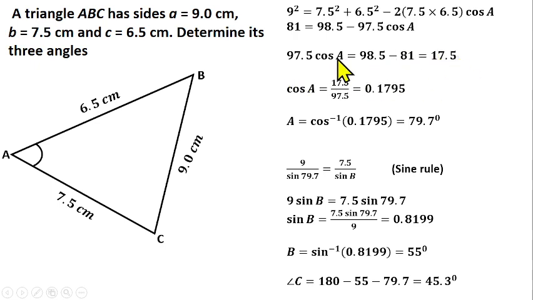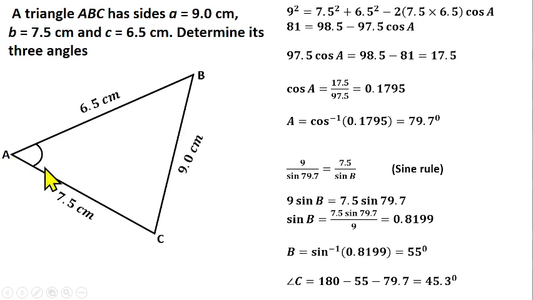So our aim is to find A. So you can divide both sides by 97.5 to get cos A equals 17.5 divided by 97.5. So this divided by this will give us 0.1795. To get A, you need to get the cos inverse of this. That should give us 79.7 degrees. So that means this angle here is 79.7 degrees.